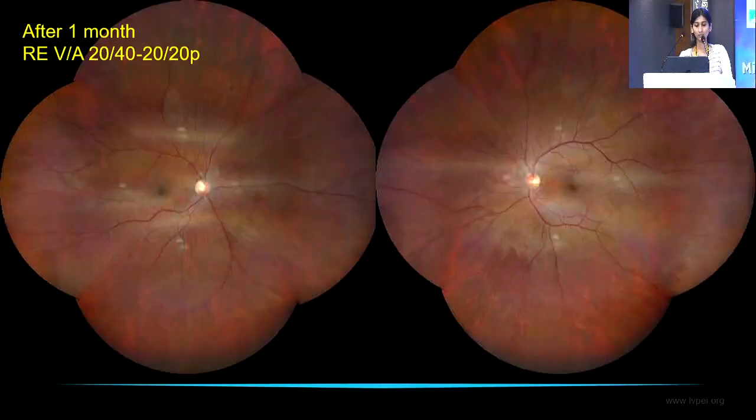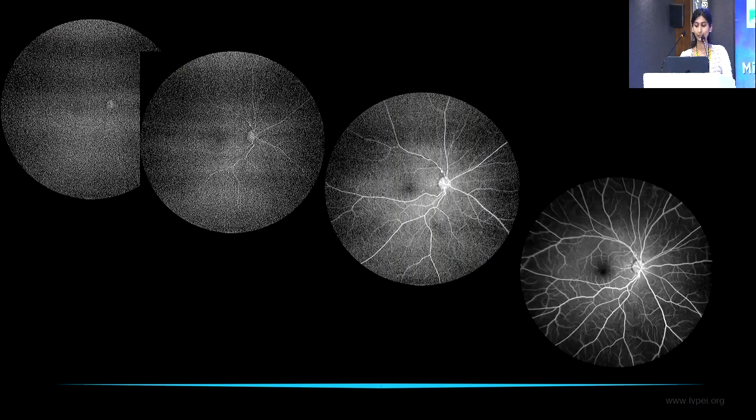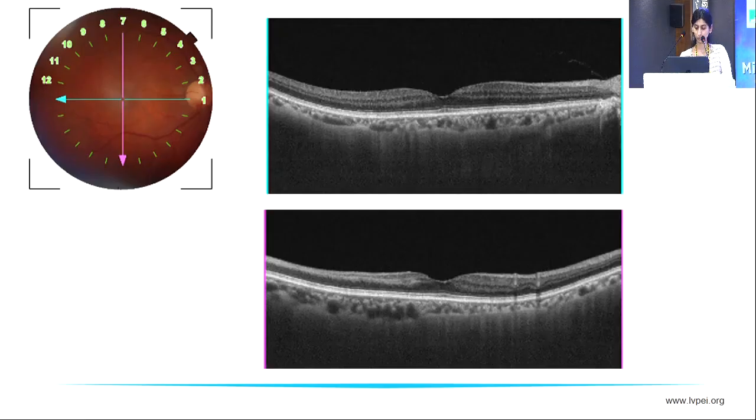After 1 month, the visual acuity in the right eye improved from 20/40 to 20/20 parts, and there was resolution of the retinal whitening. The FFA also showed normal arterial filling in the superior arcade, and resolution of the RAM, as can be appreciated. In the vertical line scan, there is retinal thinning.